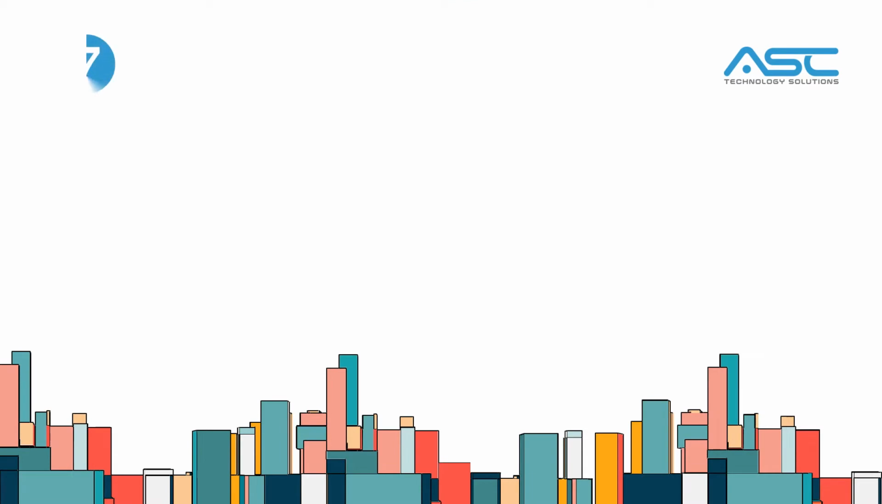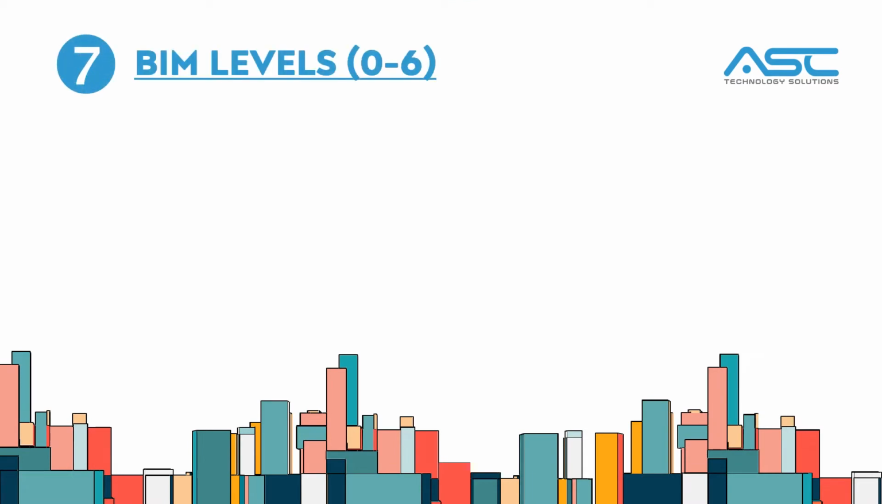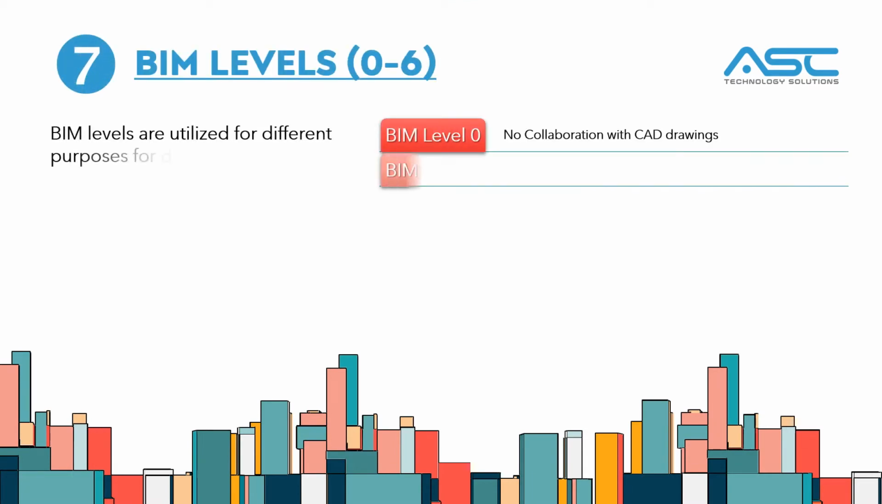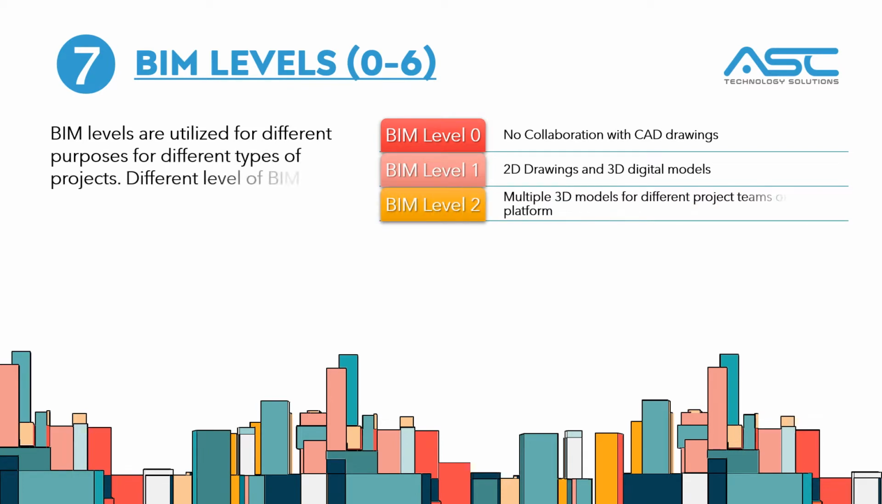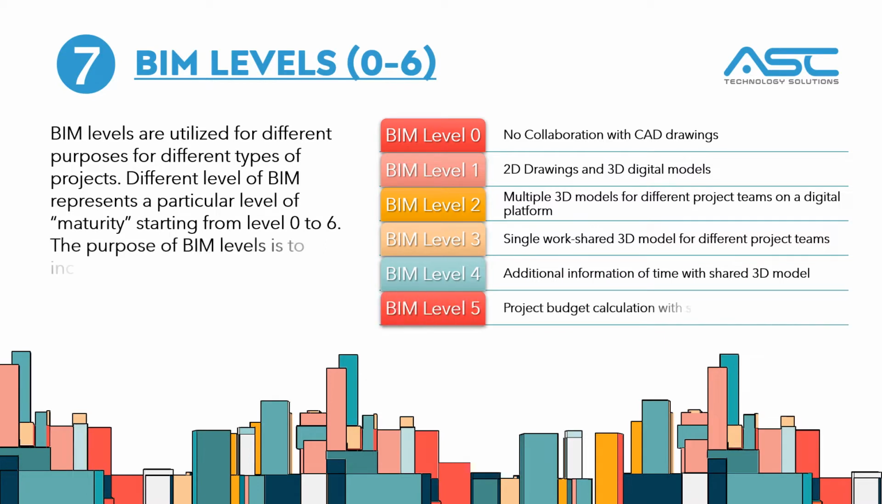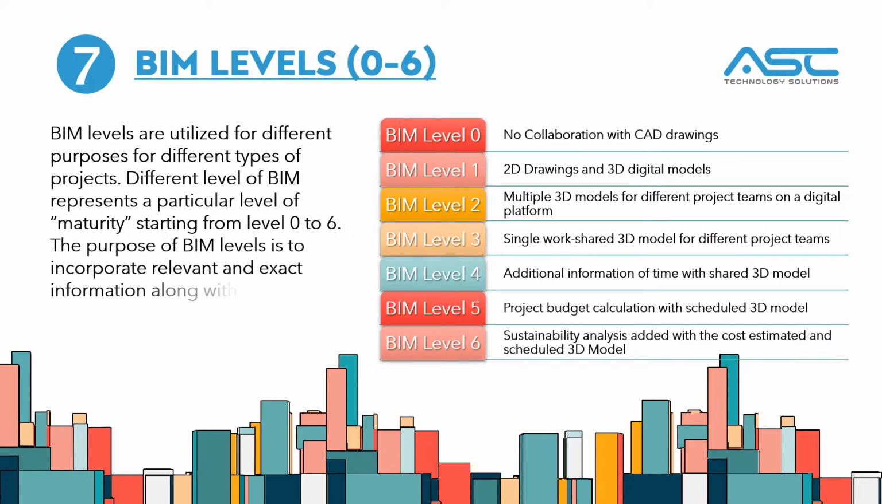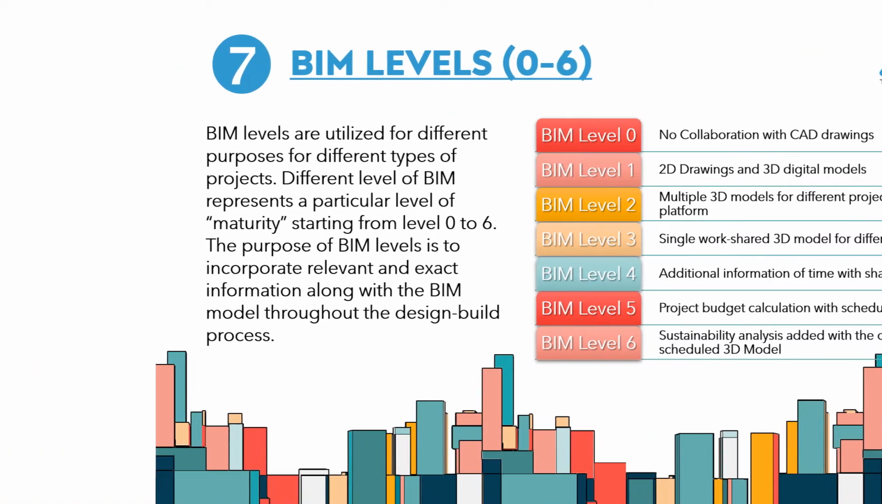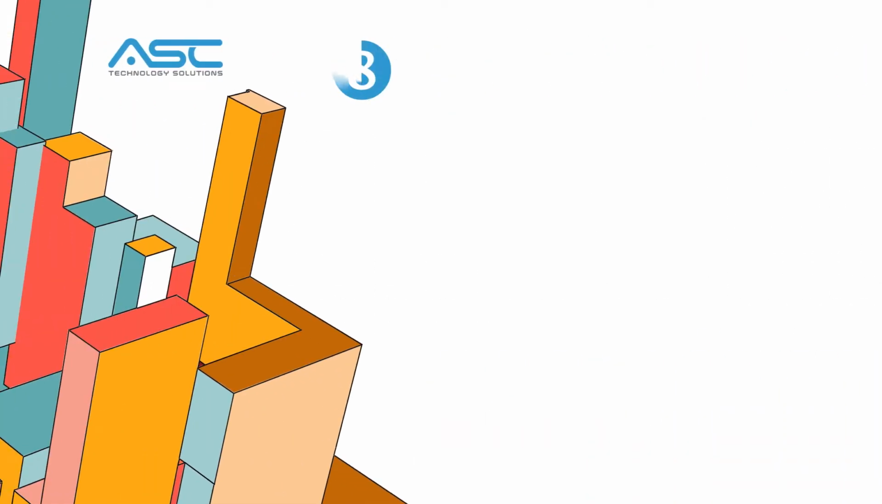7. BIM Levels, 0 to 6. BIM levels are utilized for different purposes for different types of projects. Different levels of BIM represent a particular level of maturity starting from level 0 to 6. The purpose of BIM levels is to incorporate relevant and exact information along with the BIM model throughout the design-build process.